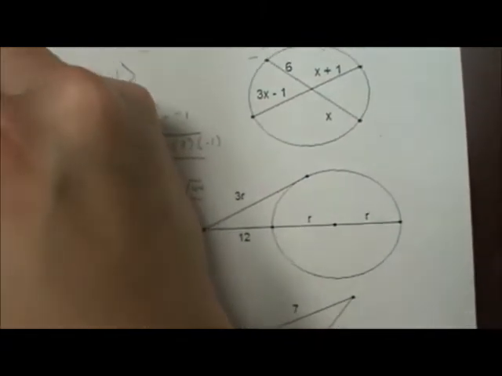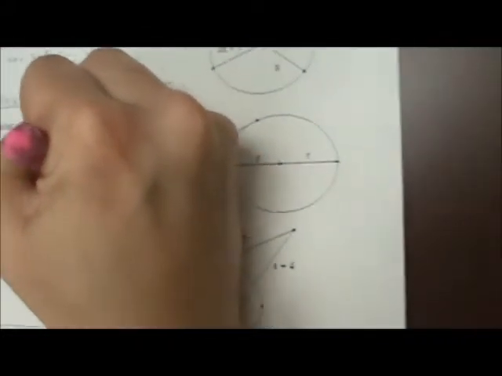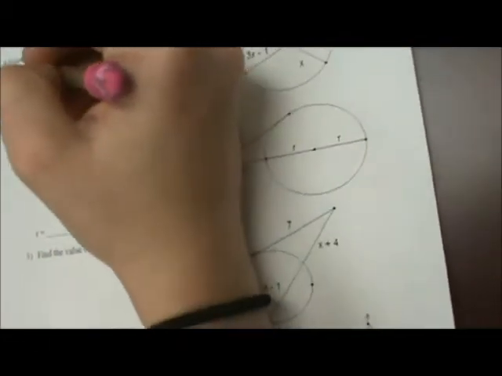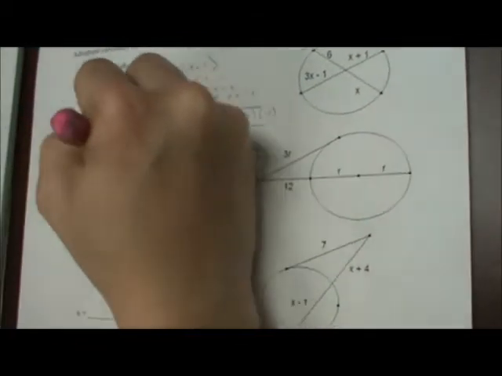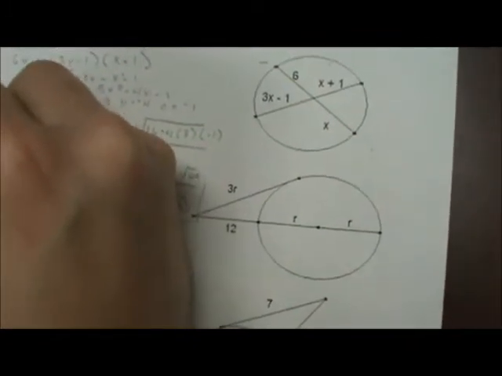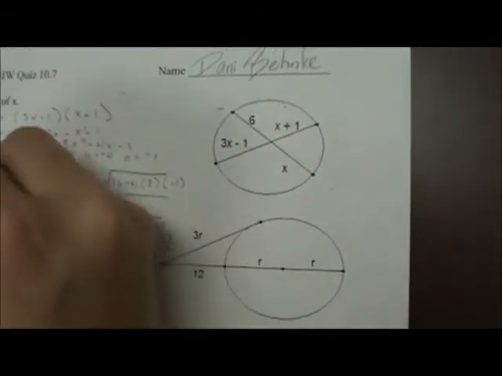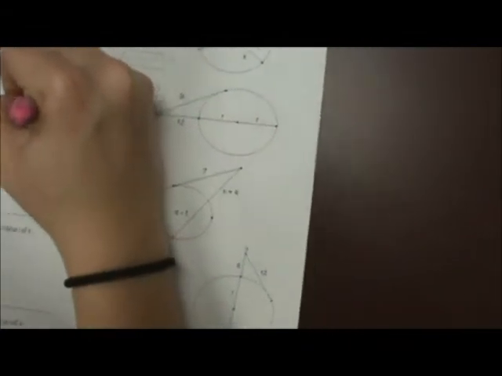Alright, then for the second one, the equation they give us is the tangent part: the part of the tangent line squared equals the outside part times the whole part. So we're going to have 3r in parentheses squared, and we're going to have 12 times in parentheses 12 plus 2r. When you FOIL those out, you're going to have 9r squared equals 144 plus 24r.